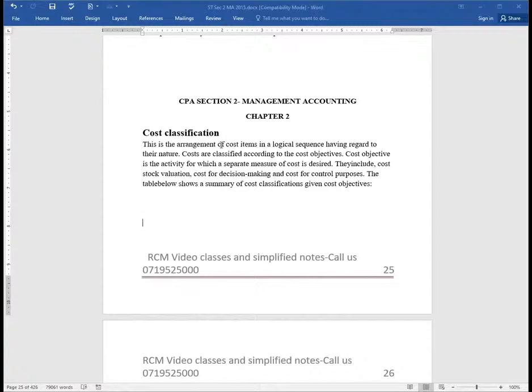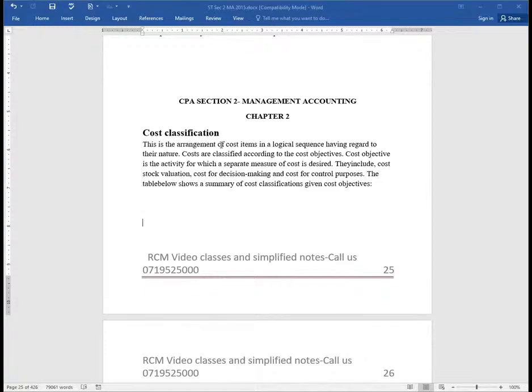They include, for example, the activity of valuation of our stocks. So then we'll be having costs classified in accordance to stock valuation. Costs for decision making, I would of course want to cost products in a way that will help us achieve this most important activity in an organization called decision making. Then we have costs for control purposes. Very, very important.